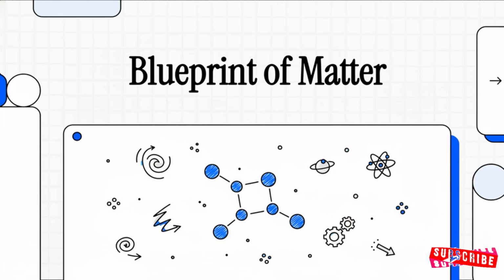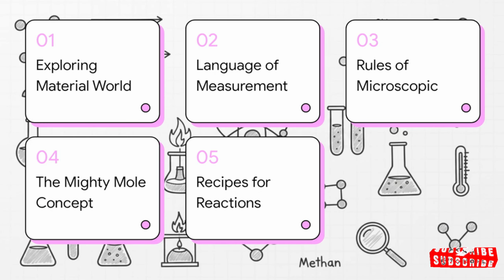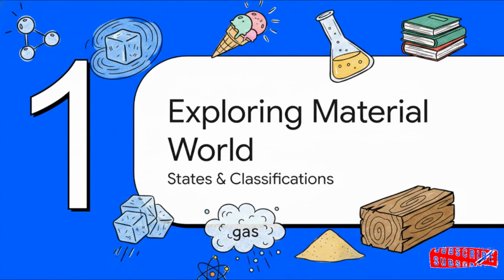We're breaking these concepts down from the ground up, so whether you're totally new to this or just here for a refresher, it's going to make perfect sense. Here's our roadmap for this explainer. First, exploring the material world. Then, the language of measurement, rules of the microscopic, the mighty mole concept, and finally, recipes for chemical reactions. Let's jump right in. Section 1.